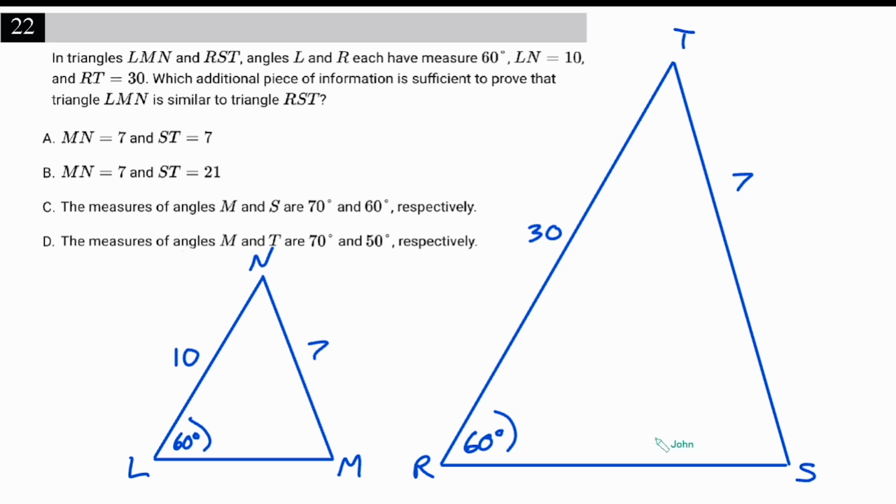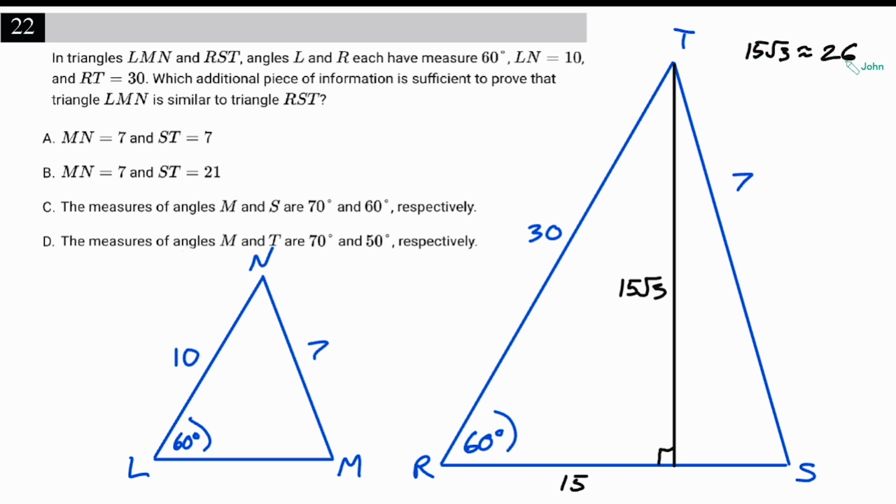Notice that if we drop an altitude down from T, we have a 30, 60, 90 triangle. So the height of that altitude is 15 square root 3, which is about 26. That means a side length of 7 for TS is not even close to reaching from T to RS. So this is an impossible triangle. Answer choice B is the most trappy wrong answer because the side lengths actually would be in the correct proportion for the triangles to be similar. But again, a side length of 21 is still about 5 units short of forming a triangle.